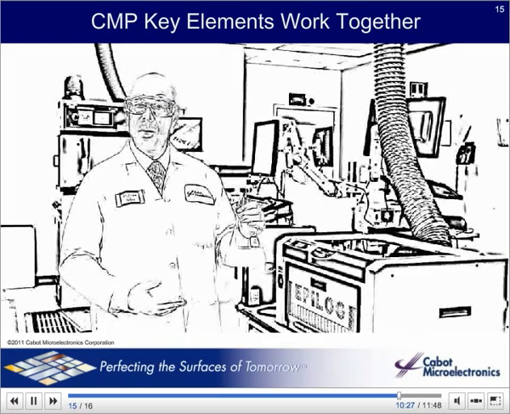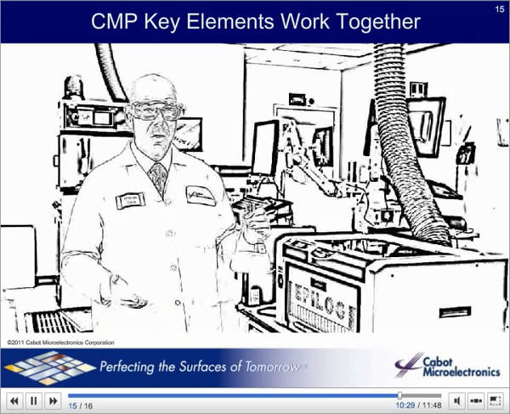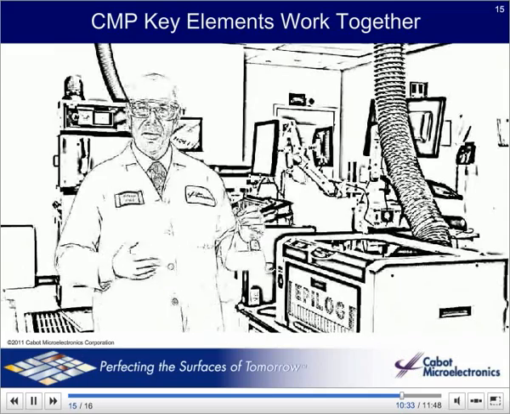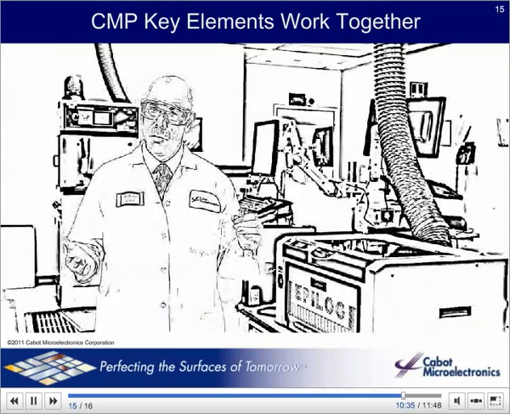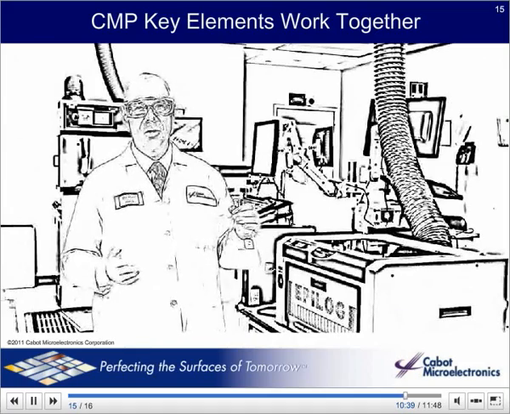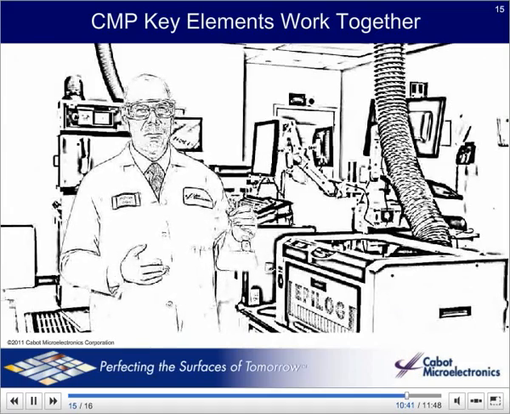Let me summarize where we are so far. By now, you should understand the importance of CMP in chip making, and that the key elements of CMP include a tool, a pad, a slurry, and a process, and that these all work together to achieve the desired perfect wafer.